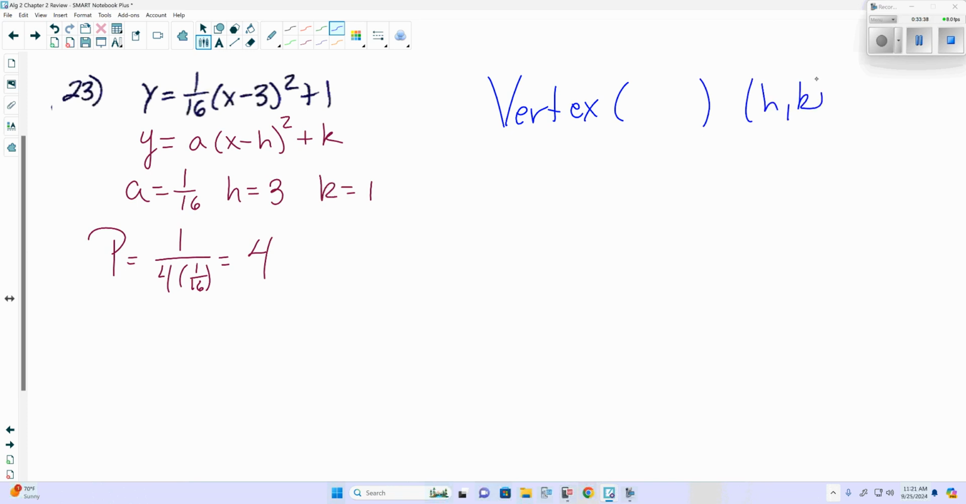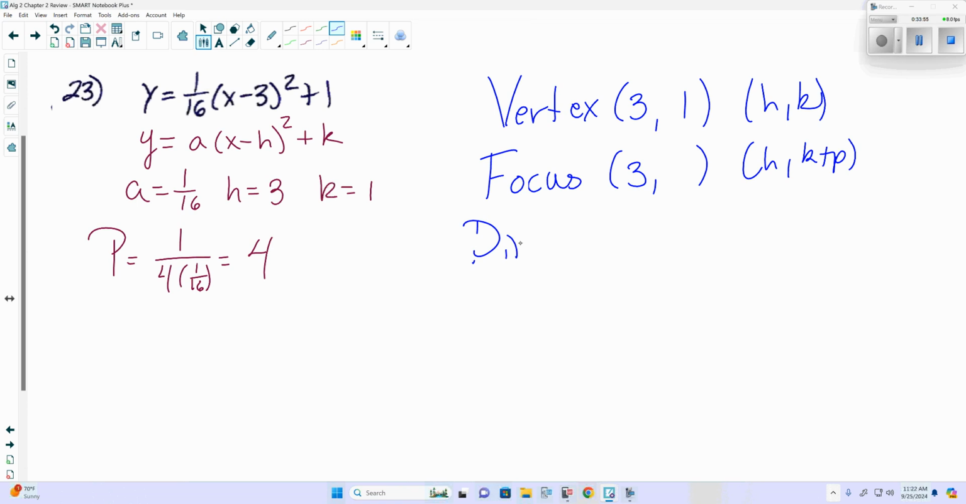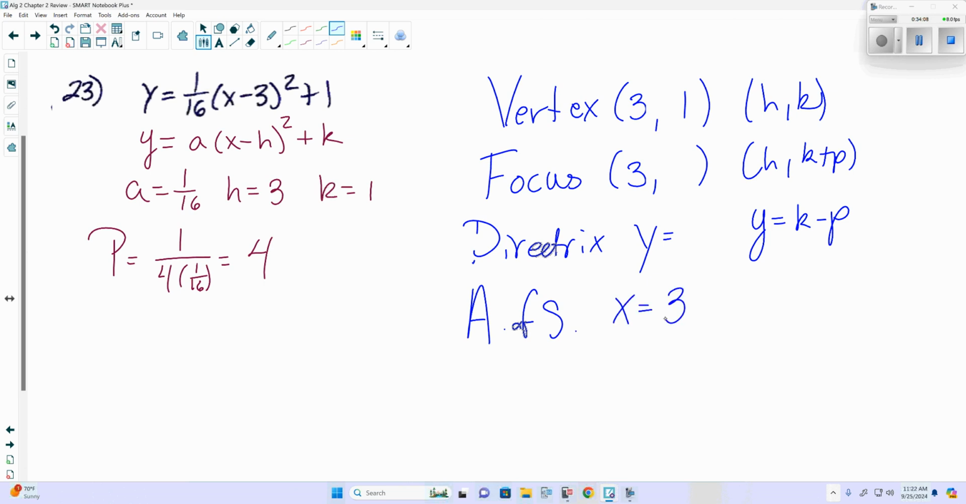Vertex is our point h comma k. H is 3, k is 1. Focus is our h comma k plus p. Don't have k plus p yet, but we can still fill in the value of h. Directrix, y is equal to k minus p. Don't have it yet, but that's fine. Axis of symmetry, x is equal to h. So just with h and k, we have 80% of this. We're just missing the two parts.